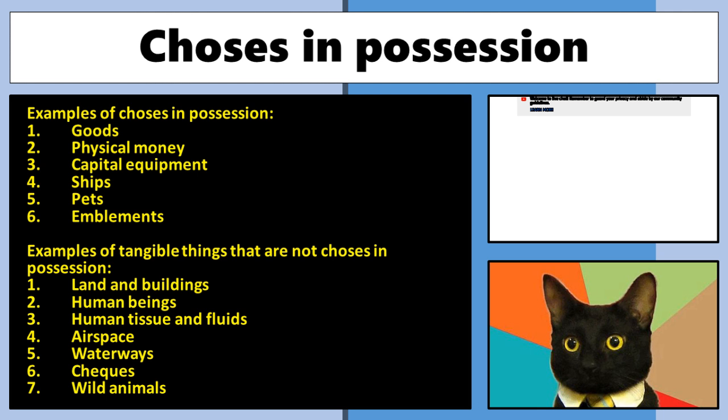Choses in possession, because not everything's capable of being owned. That's really the key thing here. Not all tangible things in the world can be owned. So here's an example. Things that can be owned: goods, physical money, capital equipment, ships, pets.